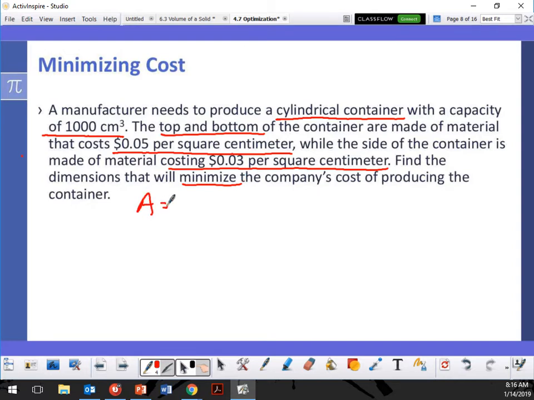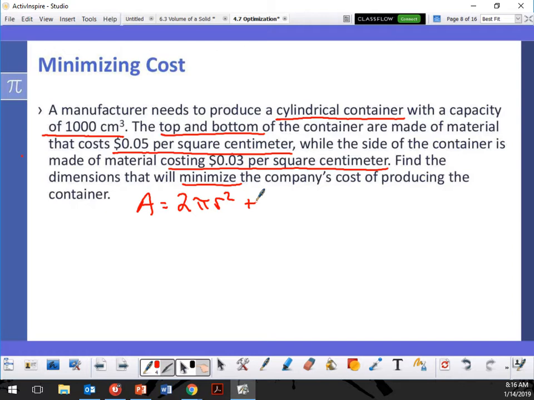Area would equal, now the top and bottom together are what shape? Circles, right? Since it's a circle, I'm going to have the area of a circle. And I have a top and bottom, so it's going to be 2 pi r squared, right? That's the top and bottom.